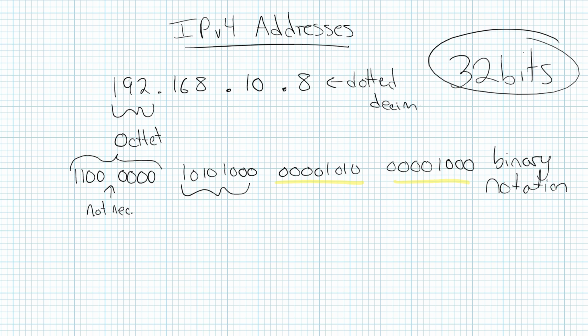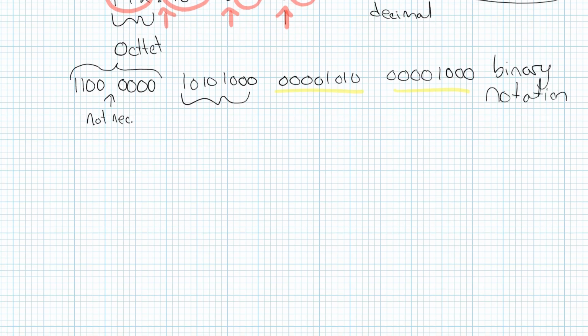The name dotted decimal simply comes from the fact that the decimal values are separated by dots, and each value is itself a decimal value. That means it's a base 10 number, the number system we're used to working with. So that's what we're looking at when we look at dotted decimal, binary notation, 32 bits, and an octet.